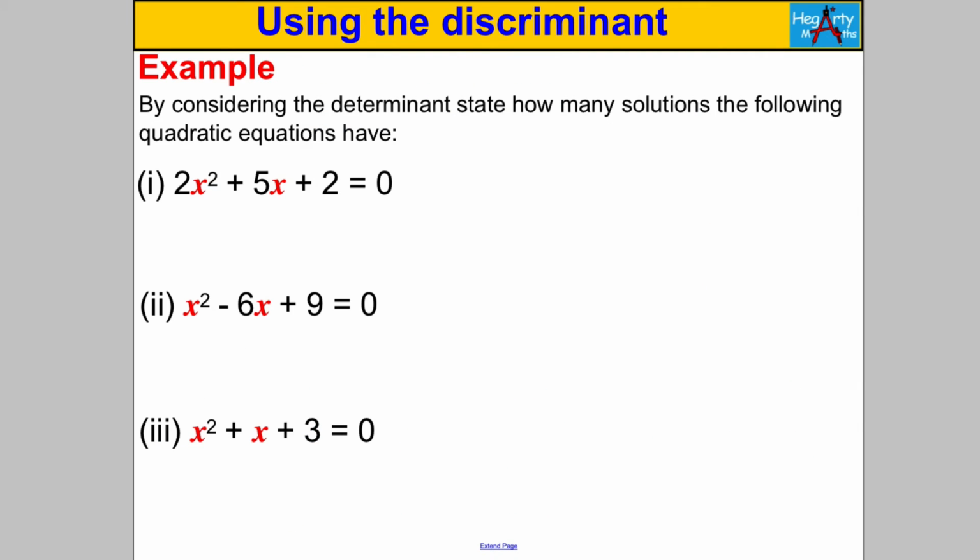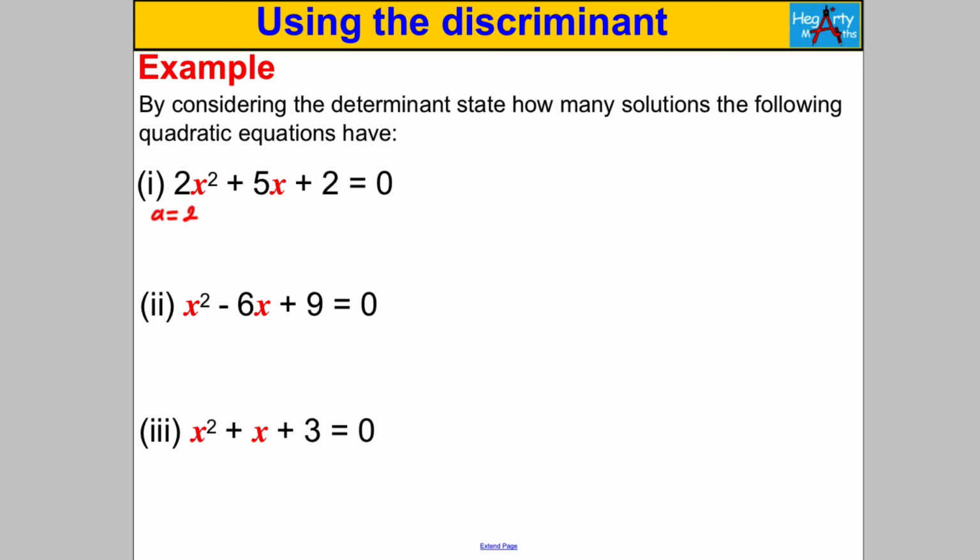Now, here we're going to use the discriminant not to work out the solutions to these quadratic equations, but to see how many solutions they have. Pause the video if you feel like you can do this and answer these questions. We're asked to, by considering the discriminant, state how many solutions the quadratic equations have. So let's work out the discriminant in each case. See if it's bigger than 0, equals 0, or less than 0.